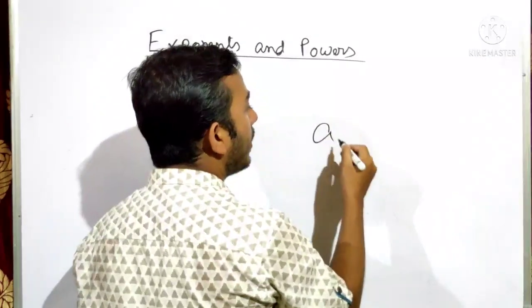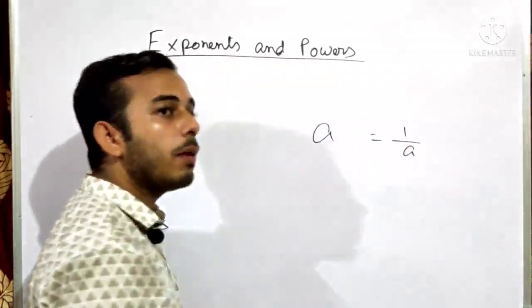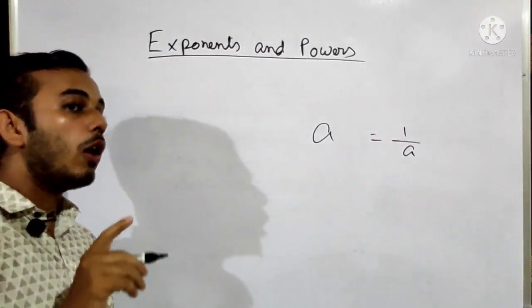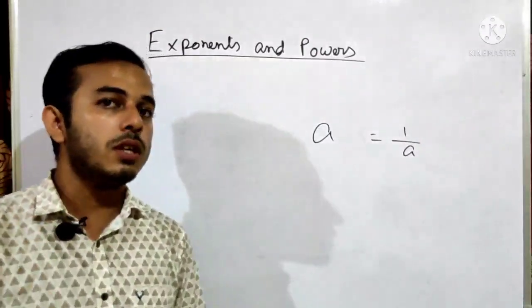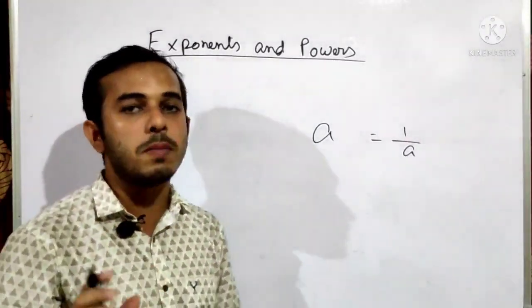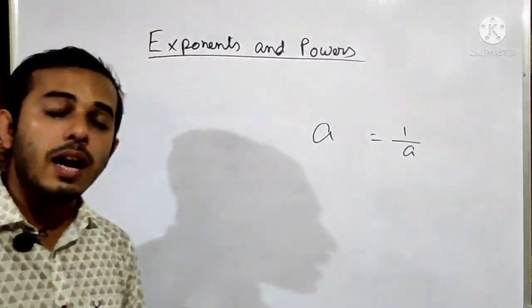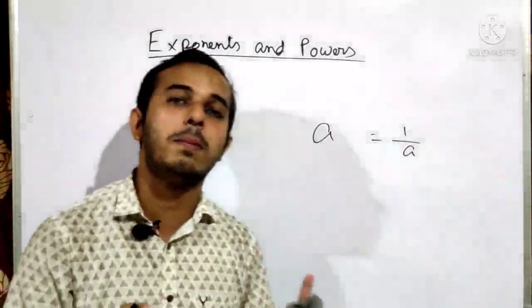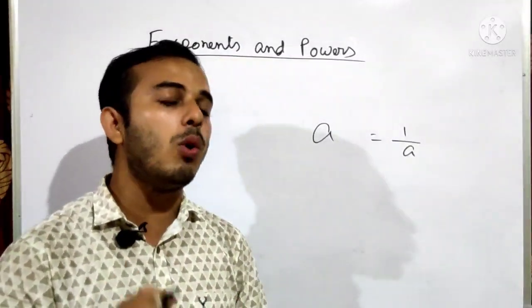If a is a number, its multiplicative inverse will be 1 by a. Now if we multiply a number with its multiplicative inverse, the result will always be 1.